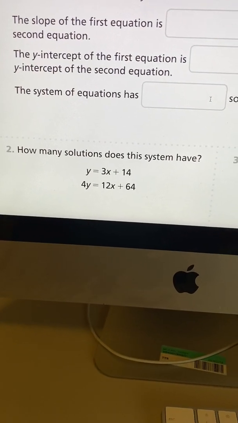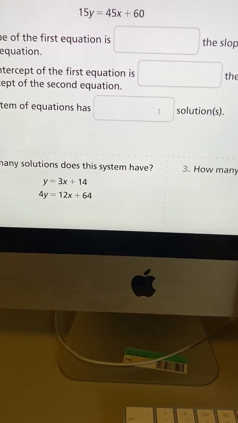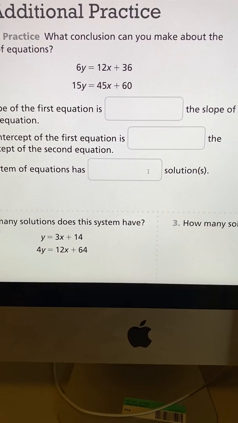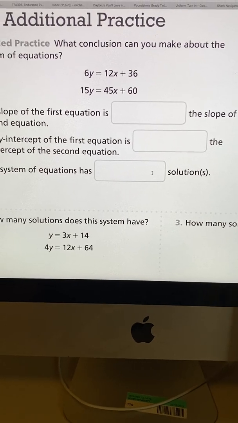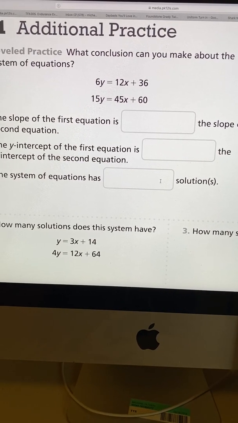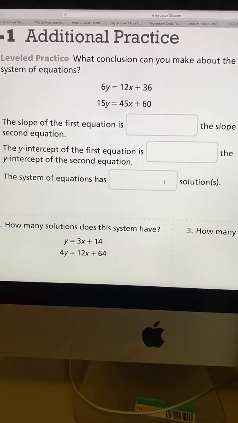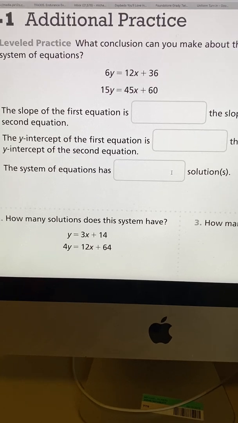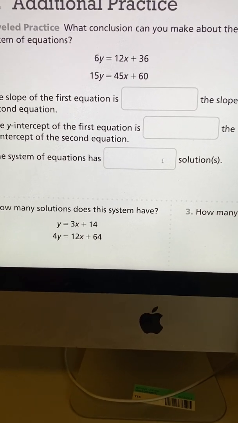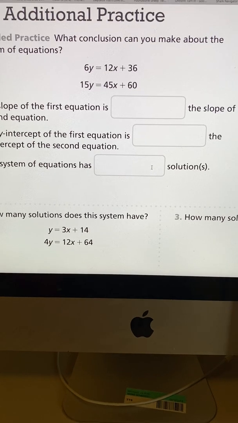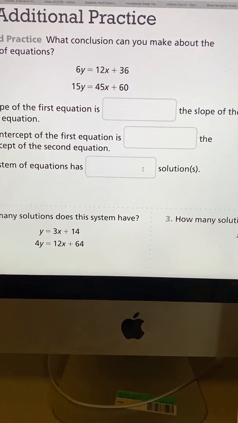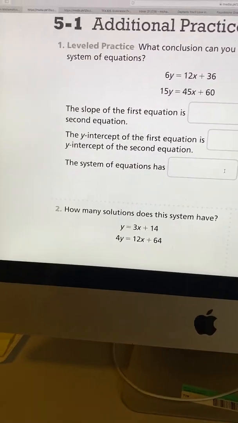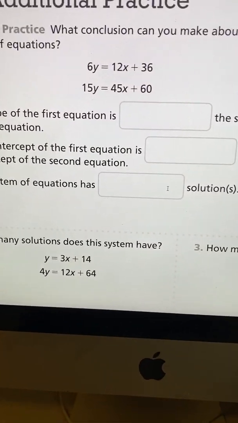And then the system of equations has blank solutions. Well, how do you know how many solutions? Well, we just talked about it. If they have different slopes, y equals mx plus b, if they have different m values in both of them, automatically you know that they've got one solution. If they have the same slopes but different y-intercepts, that means they're parallel. They have zero crossings. They have zero solutions. Now, if they have the same slope and the same y-intercept, they're the exact same lines. They have an infinite amount of intersections.